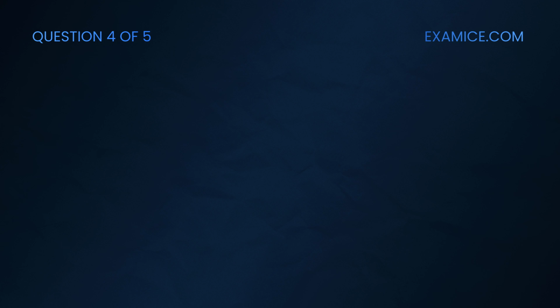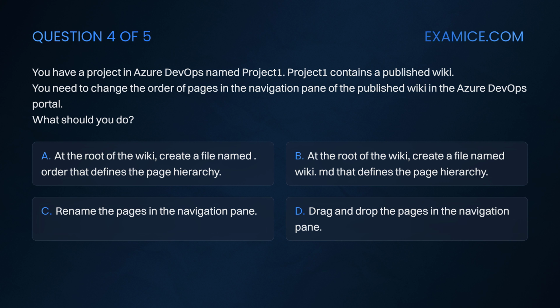Question 4. You have a project in Azure DevOps named Project 1. Project 1 contains a published wiki. You need to change the order of pages in the navigation pane of the published wiki in the Azure DevOps portal. What should you do? Option A. At the root of the wiki, create a file named .order that defines the page hierarchy. Option B. At the root of the wiki, create a file named wiki.md that defines the page hierarchy. Option C. Rename the pages in the navigation pane. Option D. Drag and drop the pages in the navigation pane.